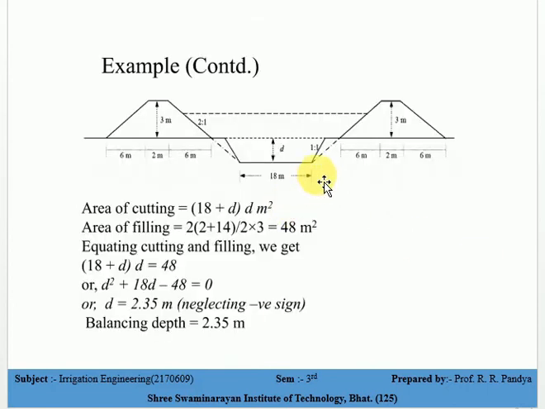For the balancing depth, you can see here that the cross sections of excavation and filling become equal. Let's consider the cutting first. This cutting has the shape of a trapezoid, which has a base width of 18 meter and the side slope for which excavation and filling become equal. And the depth is considered as small d.